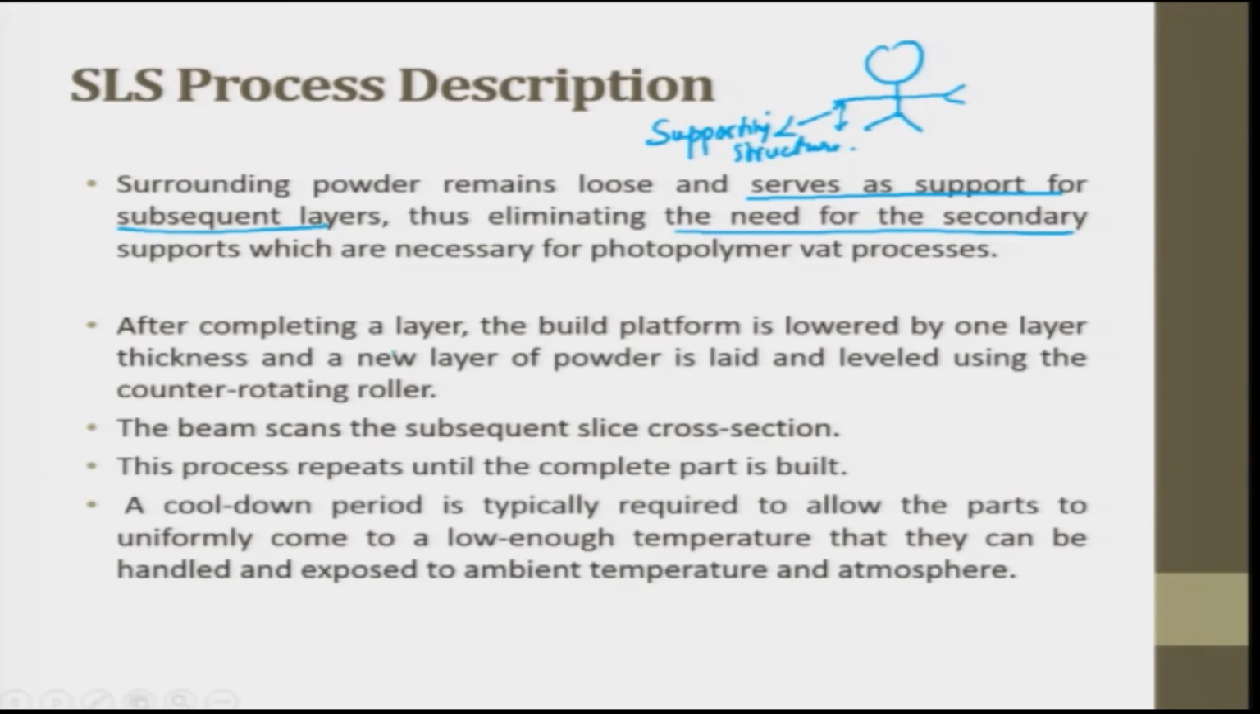After completing a layer, the build platform is lowered by one layer thickness and a new layer of powder is laid and leveled using the counter-rotating roller. The beam scans the subsequent slice cross-section. This process repeats until the complete part is built. A cool-down period is typically required to allow the part to uniformly come to a low enough temperature that it can be handled and exposed to the ambient temperature and atmosphere.